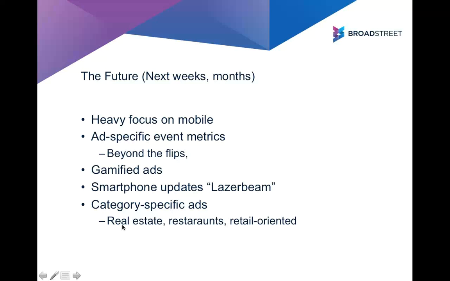In terms of category-specific ads, we're thinking obviously very heavily about real estate, but we're thinking about those categories that we know publishers are after. A lot of publishers are after restaurants. A lot of them are after real estate. So we're thinking specifically, okay, for real estate, what can we do for that? What can we do for restaurants? What can we do for retail? Can we work in, maybe you can upload a few pictures of different products and add pricing and things like that. So we are thinking in those categories.